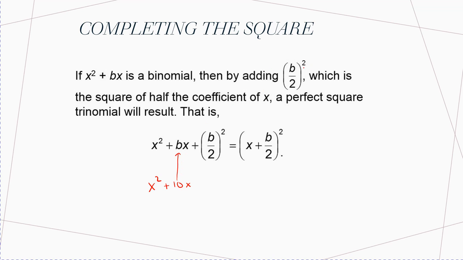Then by adding b squared, which is the square of half the coefficient of x, you're going to add 10 over 2 squared, okay? When you do this, this ends up becoming a perfect square trinomial, and it will always factor into x plus 10 over 2 squared. So 10 over 2, I'm going to simplify this. This would be x plus 5 squared. And you can see this, right? Because x squared plus 10x plus 25. 10 divided by 2 is 5, 5 squared is 25. What two numbers multiply to 25 and sum to 10? It's 5 and 5.